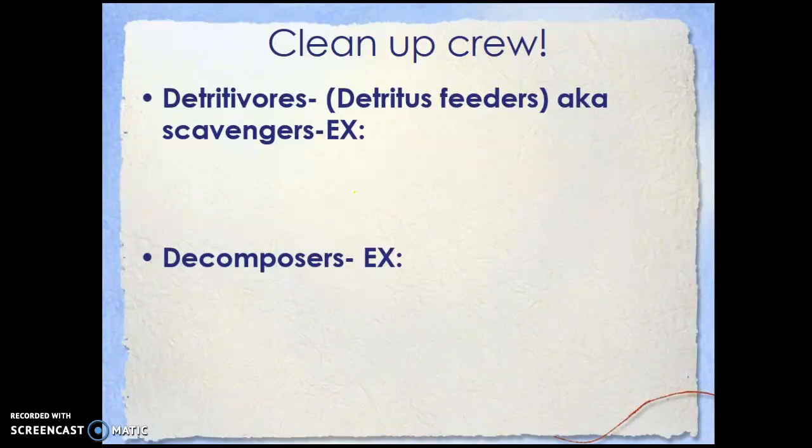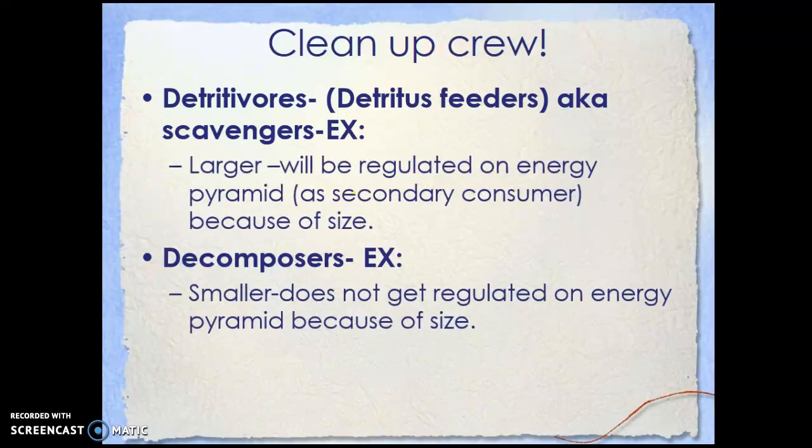So what happens when we have dead, decaying flesh? We use detritivores and decomposers. Detritivores are going to be your scavengers. They are kind of a secondary consumer in a sense because they're eating some sort of dead or decaying flesh that was eaten by somebody else. And then decomposers are going to be usually bacteria, prokaryotes, and also fungi that are able to break down dead or decaying flesh and recycle nutrients back into that ecosystem.